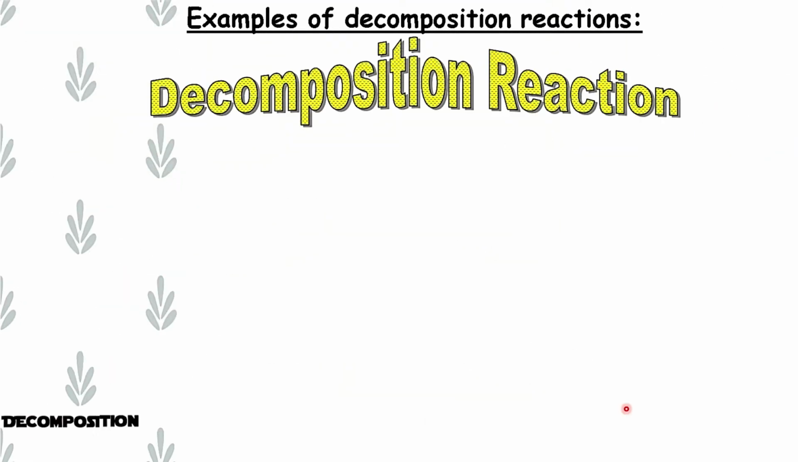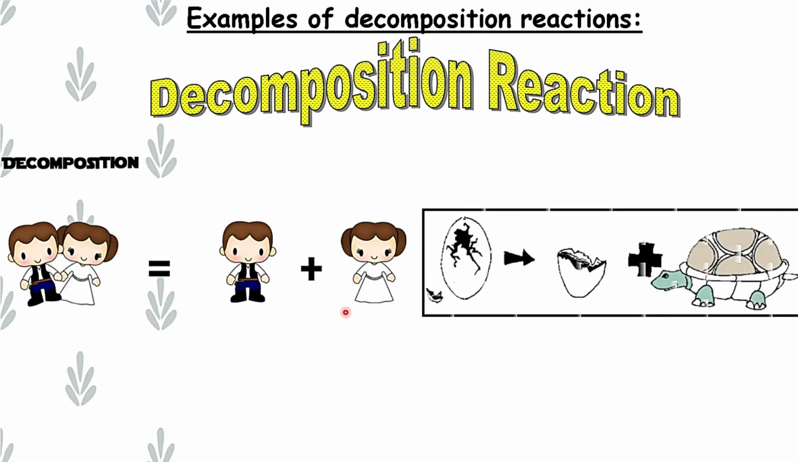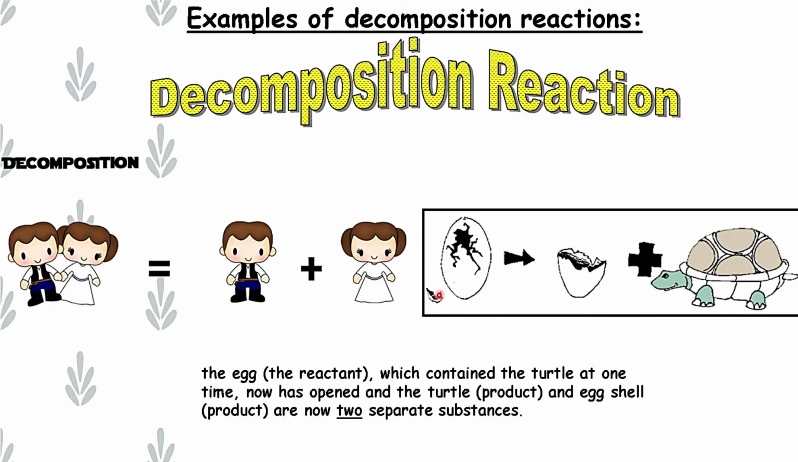You can understand such type of reaction through these cartoons also. One complex reactant is breaking down into simpler products, like this egg, which is a complex one containing eggshell and an animal. If it breaks down, what will you get? One eggshell and one animal, two simple products from this one complex reactant.